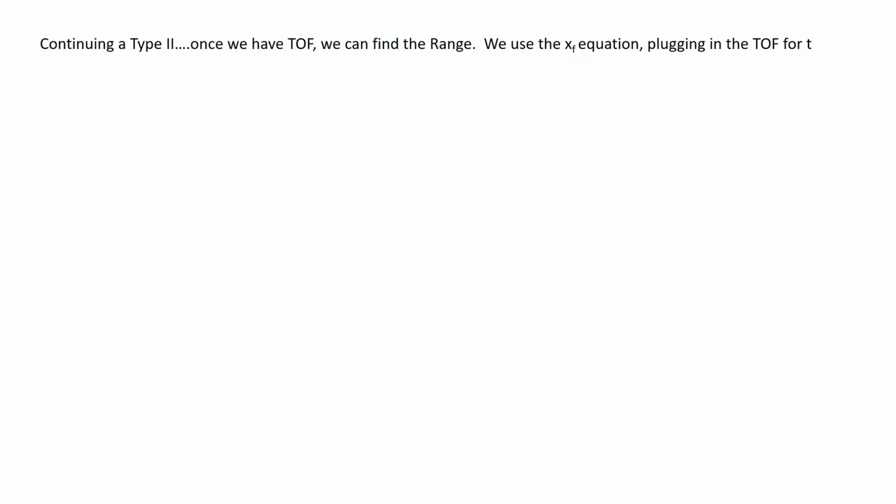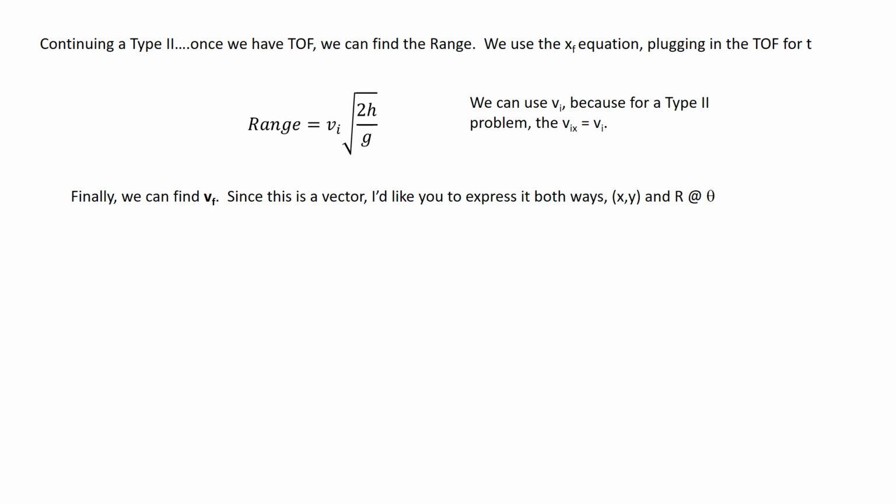Continuing with the type 2 problem, once I have the time of flight, I can find range. I take my x final equation and I plug in the time of flight for t. So my range would be vi times the quantity, the square root of 2h over g. I can use the vi for the type 2 problem because the v initial x is equal to the initial velocity.